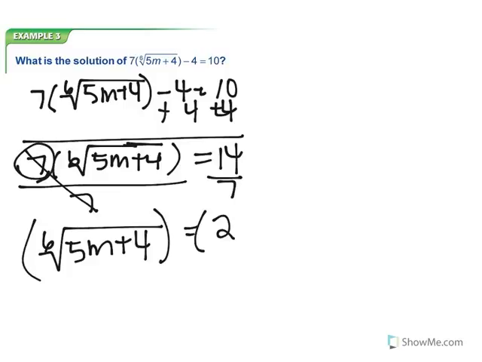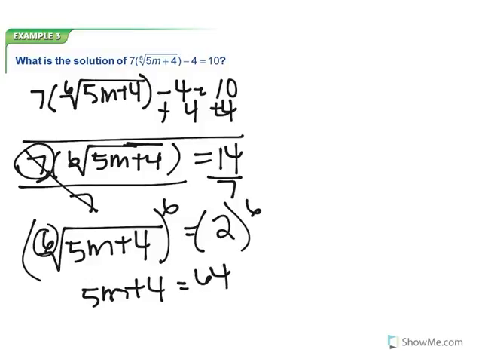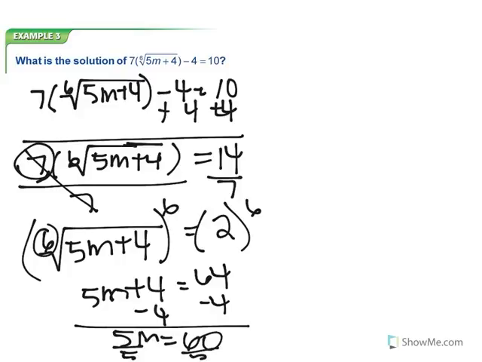Now, step 2 says we have to raise both sides to the power of our index. So we're going to raise both sides to the 6th power. That's going to give us 5m plus 4 equals 64. Now we're going to subtract 4 from both sides. 5m equals 60. And then we're going to divide by 5 on both sides. So m equals 60 divided by 5, which is 12.